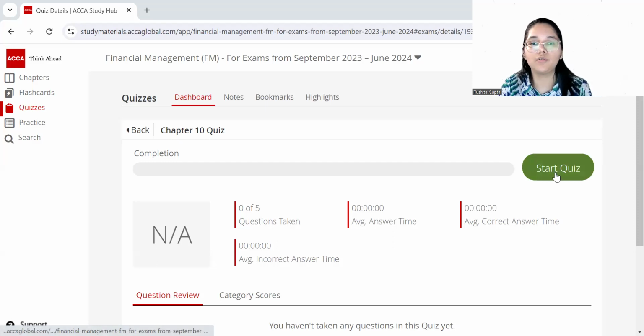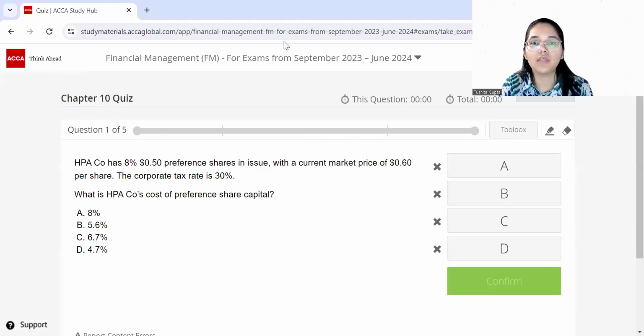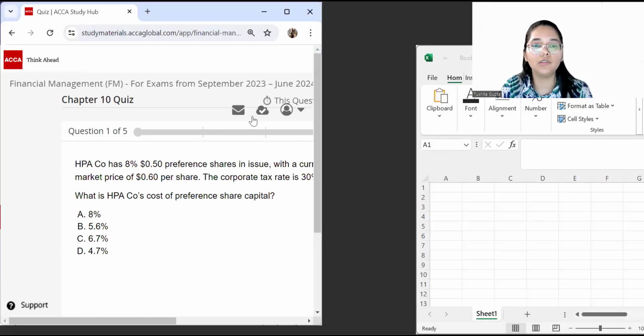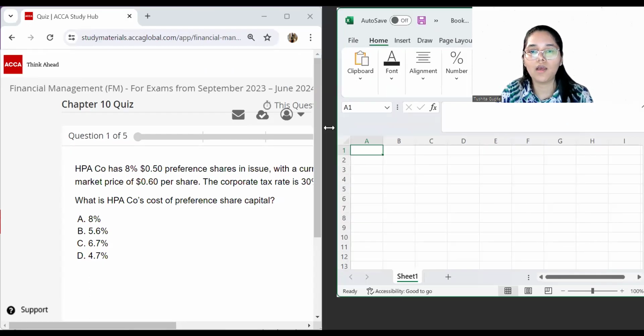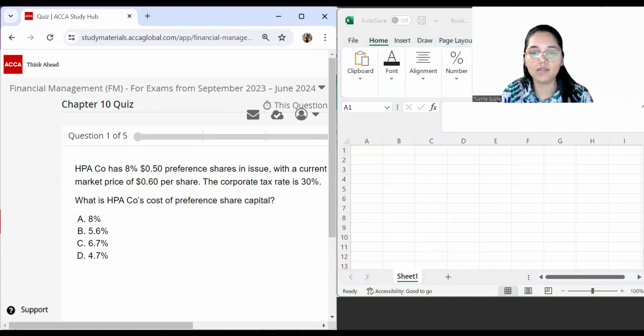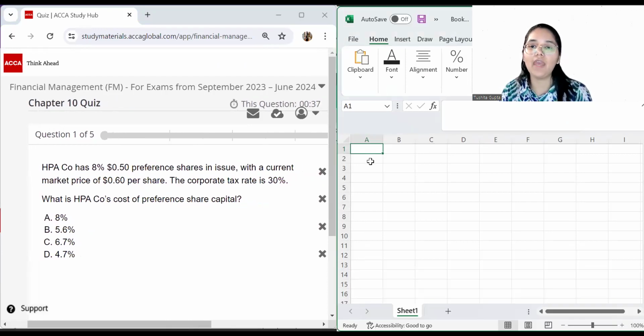Side by side, I'm also going to open an Excel so that we are able to solve as well as see the questions together at the same time. All right. Just give me a moment. I hope you're able to see the screen as well as the Excel file. So we have the question over here.